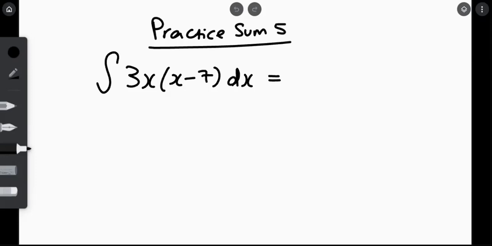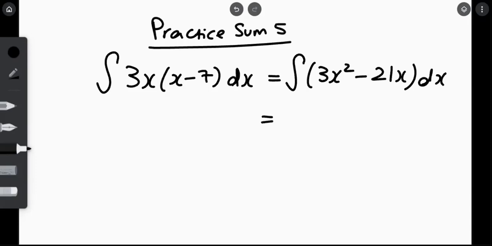Okay, time is up. Time to review the answers. For this question, sorry, my mistake. I did say that you cannot expand out, but actually for this question, you should expand out. So it will be 3x squared minus 21x of dx. Okay, sorry for my mistake.